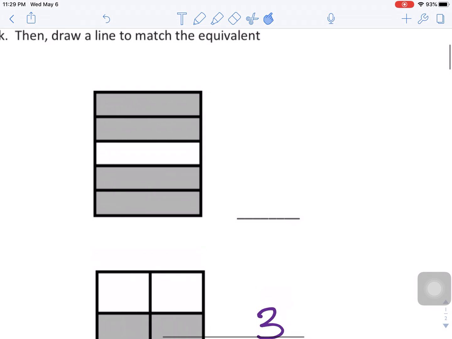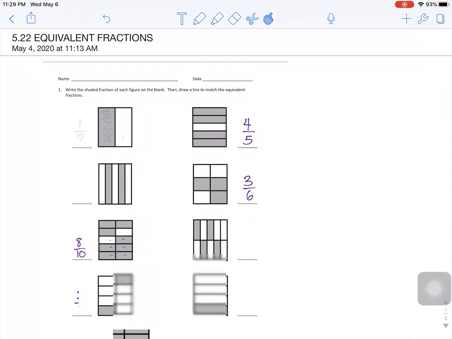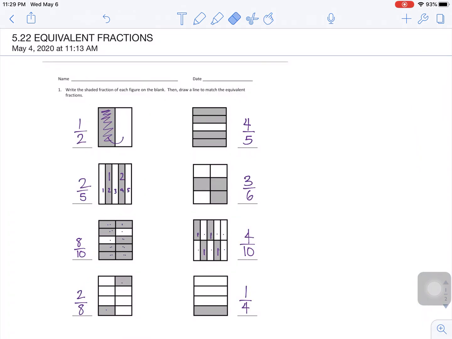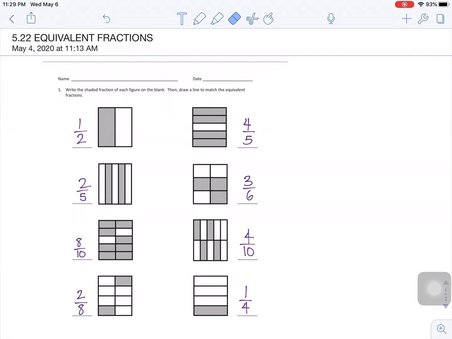And my last one I'm going to look at. How many total parts do I have? How many are shaded? What's my fraction? My fraction is 4/5 because there are 4 shaded out of 5 equal pieces. All right, so some of the hard work is already done here for us. I'm going to erase the middle work so we can have nice clean fractions, or those fraction drawings.